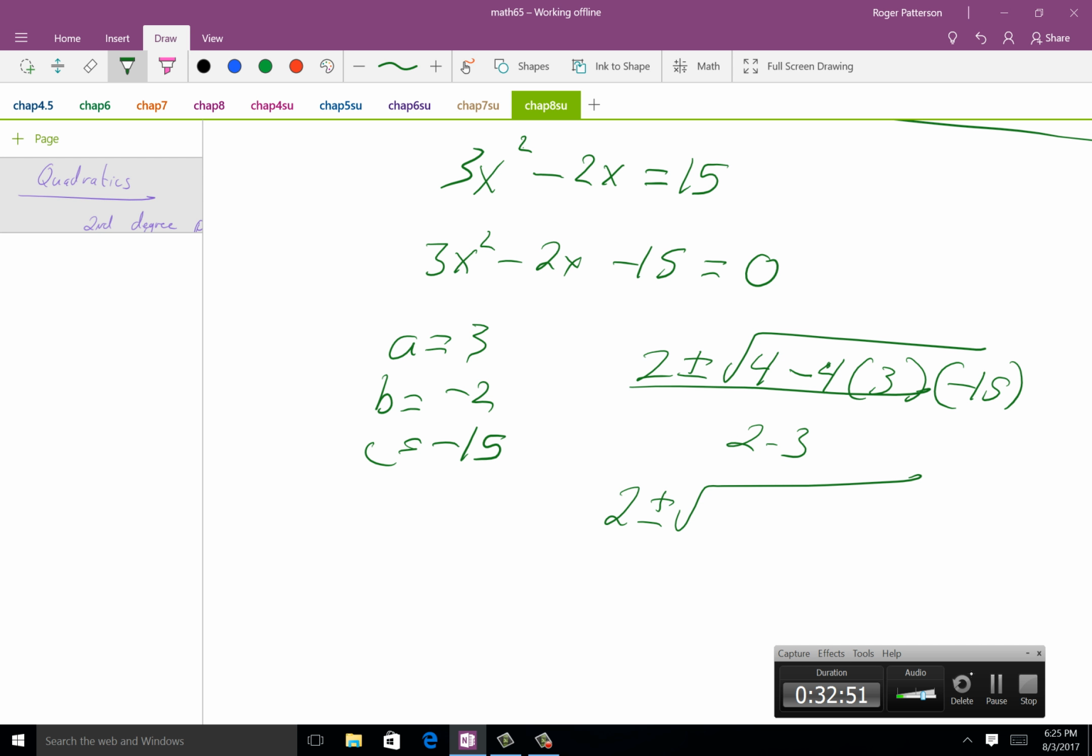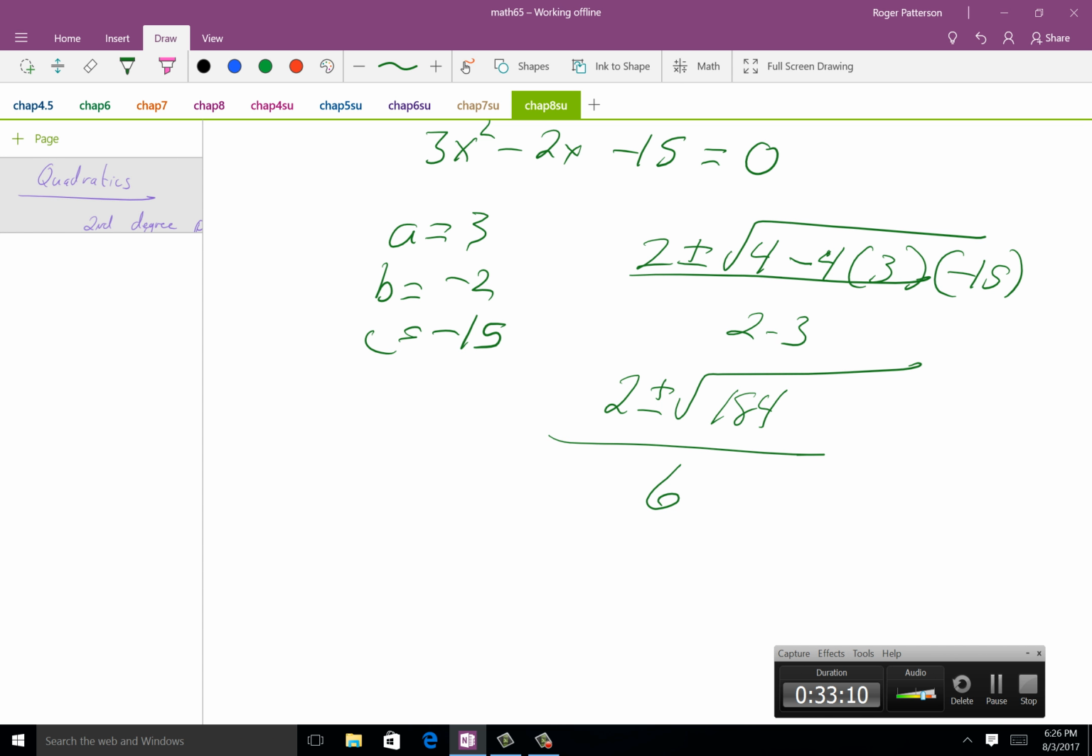So let's see, we're going to get 4 times 3. Oh, 12 times 15. I might need some help on that one. 12 times 15. 180. 184 over 6. 184's got to be divisible by 4. Might be divisible by what? It's just 180. It's just 180? Yeah, and then I got to add the 4.